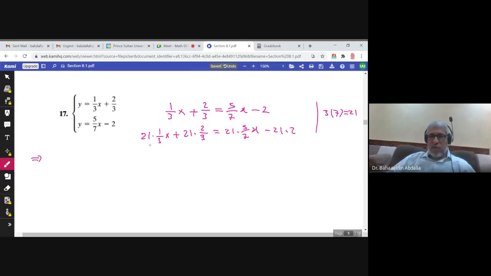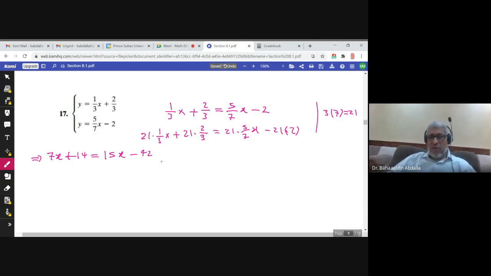Okay, so 21 divided by 3 is 7, so I have 7x. 2 times 7 is 14, so this is 14. You can use the calculator if you like to multiply 2 over 3 times 21. 21 divided by 7 is 3 times 5, that's 15. Okay, minus 21 times 2, that's 42.